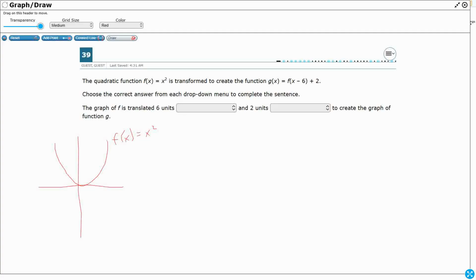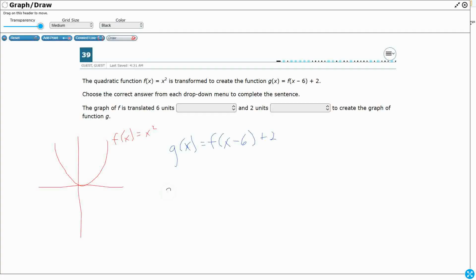It's transformed to create a g of x. Okay, so we've got a g of x equals, and then I've got my f of x minus 6, and outside of that, a plus 2. Well, what are we going to do with that? Well, let's take a look at what we know about transformations.